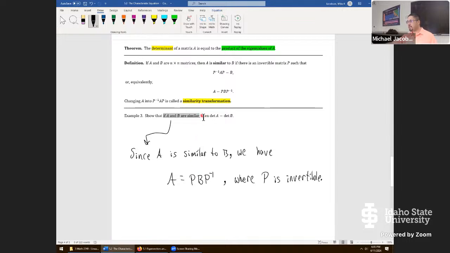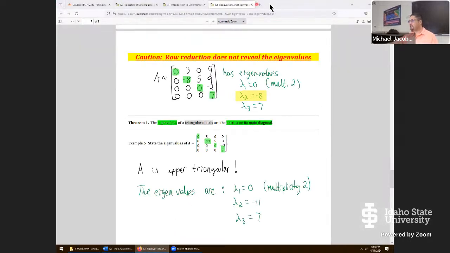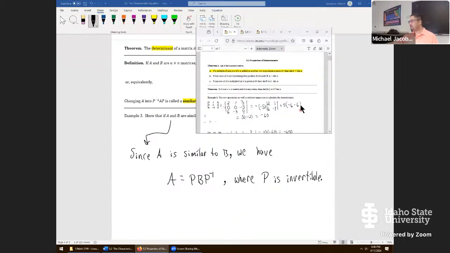So we want to show next, the determinant of A on the left must be exactly the same as the determinant of B on the right. How can we make that happen? We go to section 5. Or no, we don't go there. We go to section 3.2.